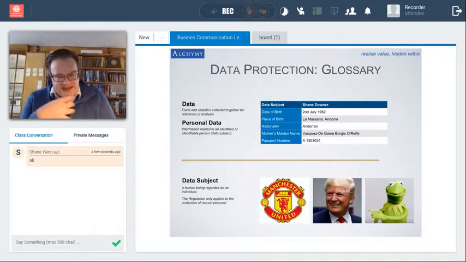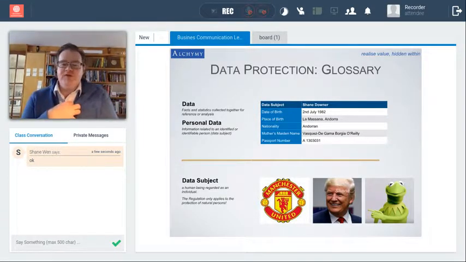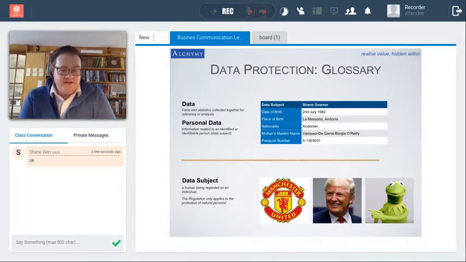So, for example, my name is Shane Downer. My date of birth is on the screen, the 2nd of July, 1982. And if you believe that, I have some desert land I'd like to sell you. We'll say for argument's sake, my place of birth is in Andorra. Therefore, that would make me Andorran. And my mother's name would be Vasco da Gama Borgia O'Reilly. And my passport number is there. So let's say that was my personal information. Now, that's personal data for me. So that data would be subject to data protection.